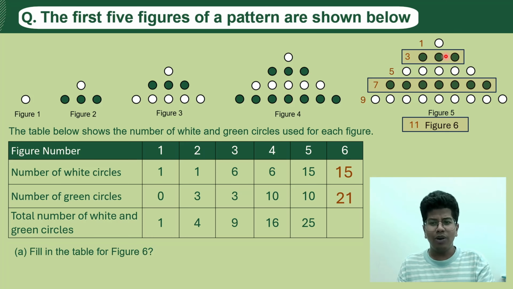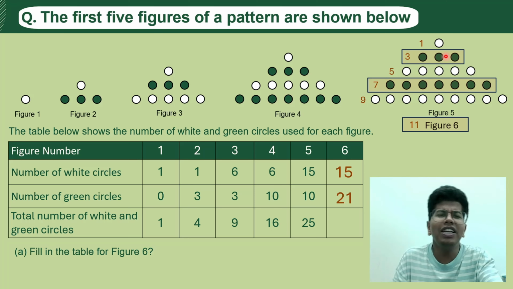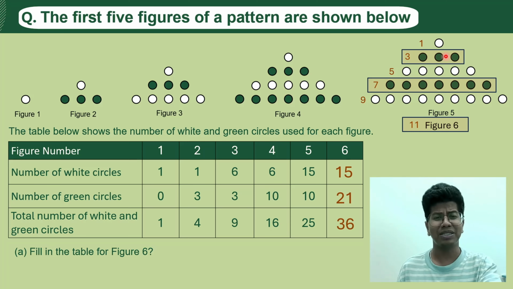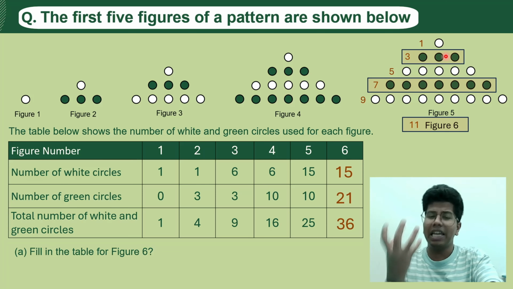Now we need to find out the total number of white and green circles. We just need to add 15 plus 21, that is 36. So this completes the first part of the question where we need to fill the table. That's it.